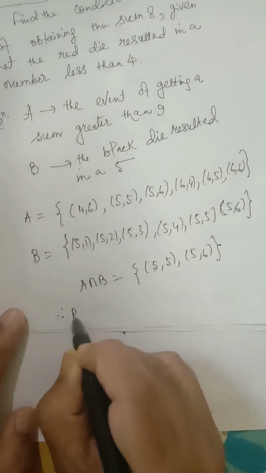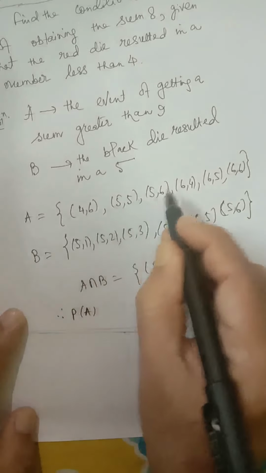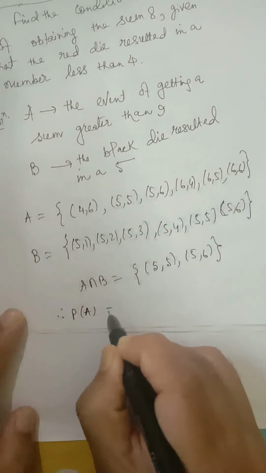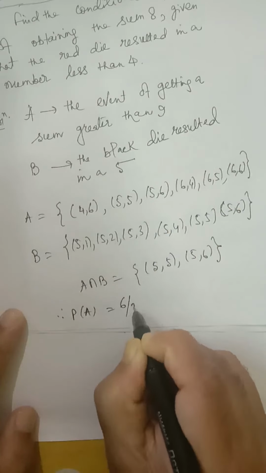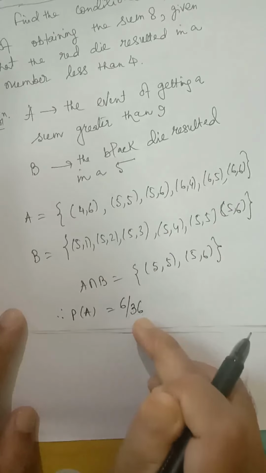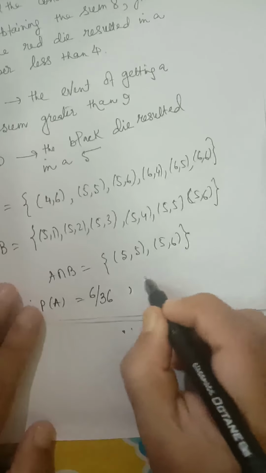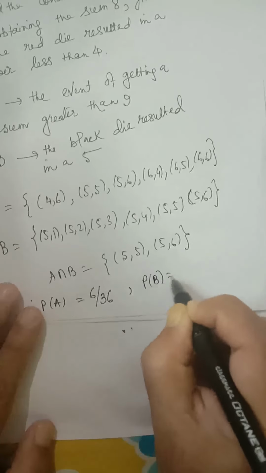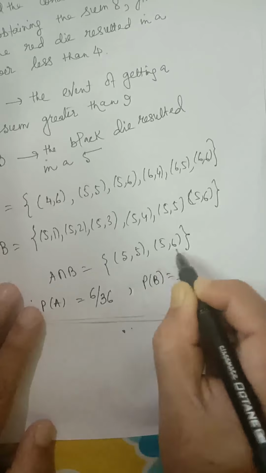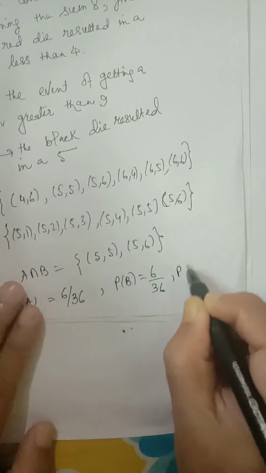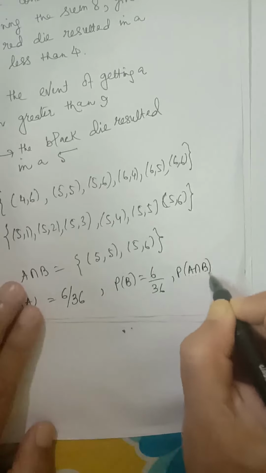Therefore, for P(A), here we have 6 elements. When two dice are thrown, there will be a total of 36 cases. Out of 36 cases, 6 favor the event A, 6 favor the event B, and 2 favor the event A intersection B. So P(A intersection B) is equal to 2 by 36.